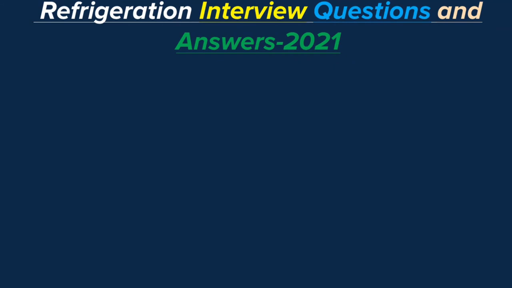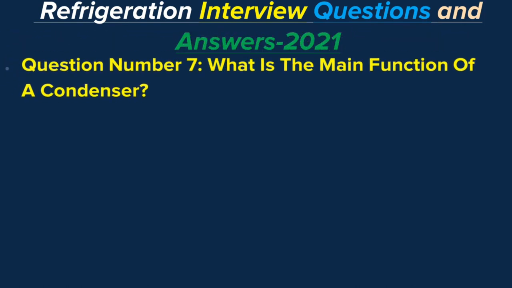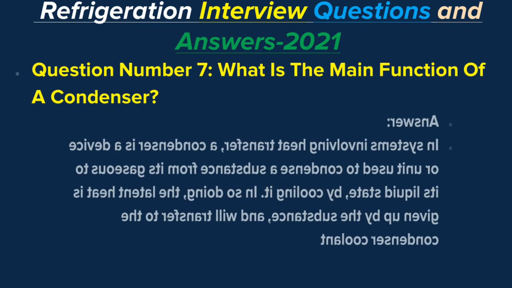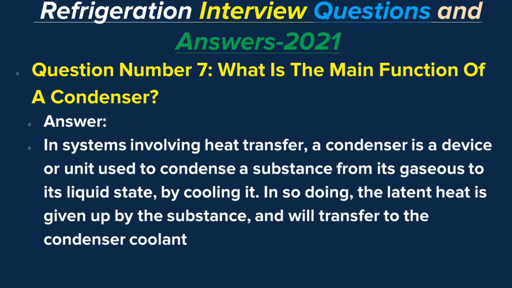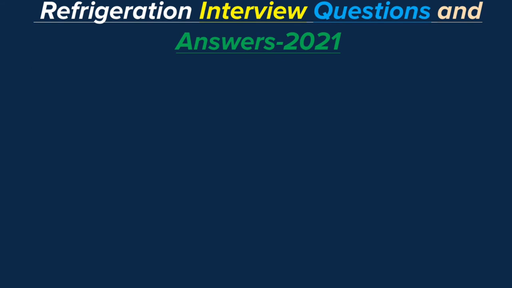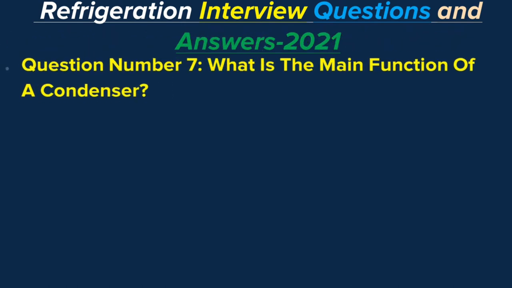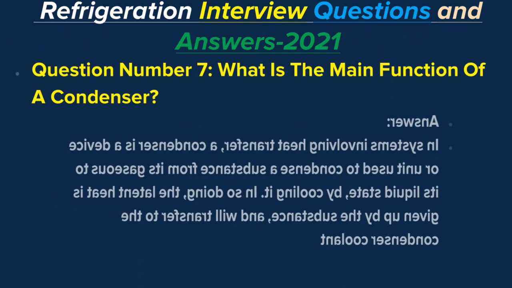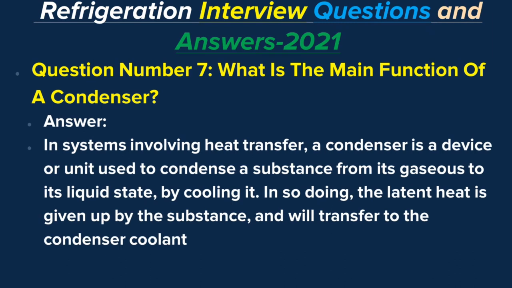Question number 7, what is the main function of a condenser? Answer. In systems involving heat transfer, a condenser is a device or unit used to condense a substance from its gaseous to its liquid state, by cooling it. In so doing, the latent heat is given up by the substance, and will transfer to the condenser coolant.